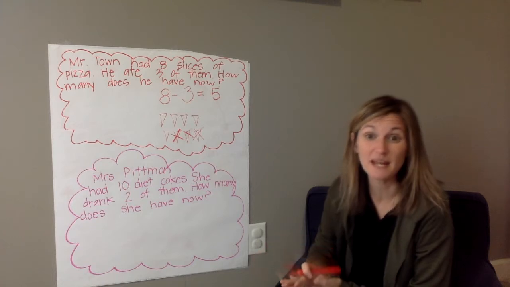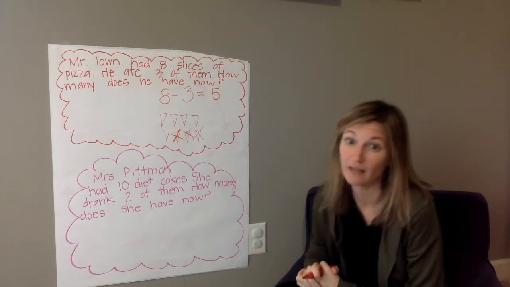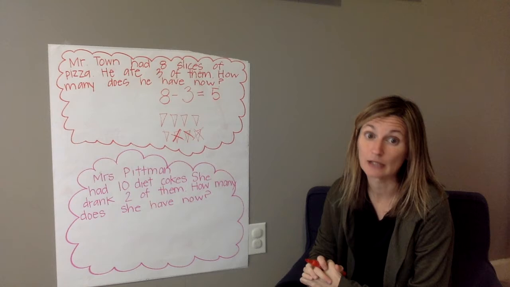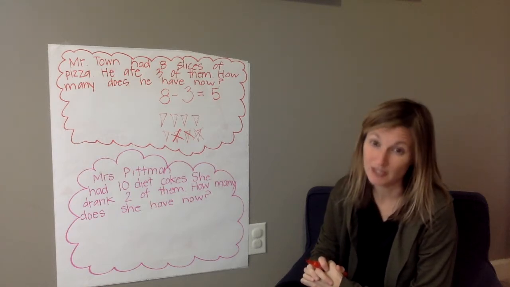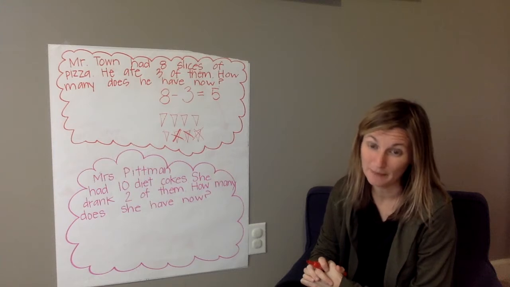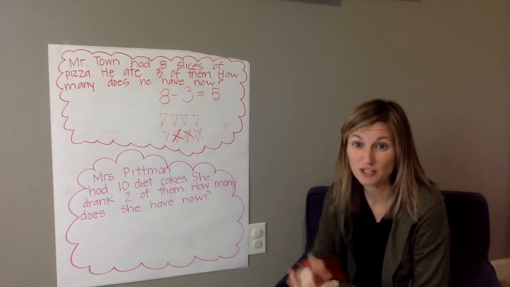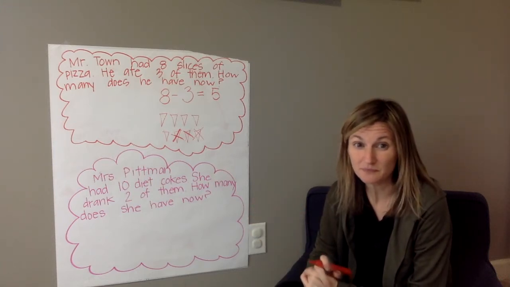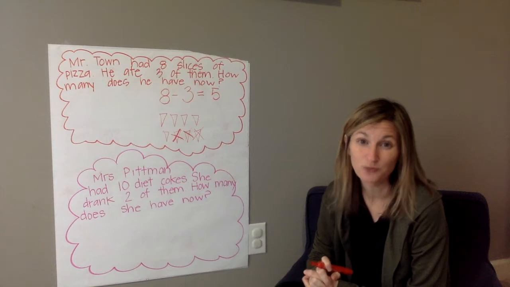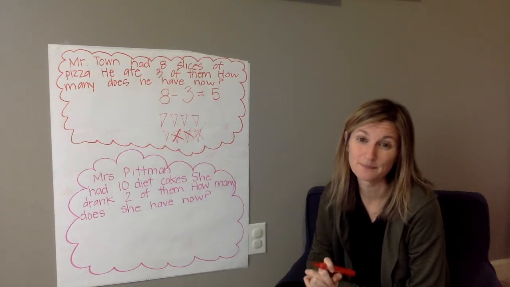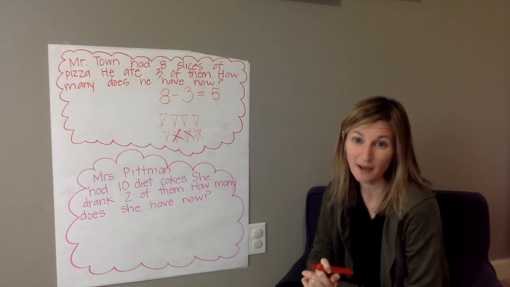Here we go. Mrs. Pittman had 10 Diet Cokes. We know I love my Diet Coke. I drank 2 of them. How many do I have now? I'm going to say it again so you can get a chance to write down your number sentence. Mrs. Pittman had 10 Diet Cokes. I drank 2 of them. How many do I have now?